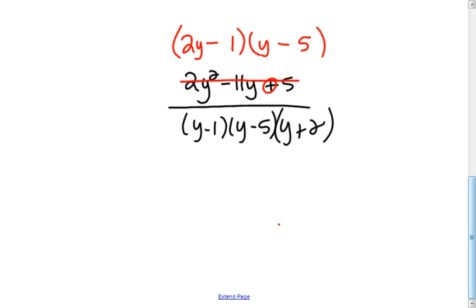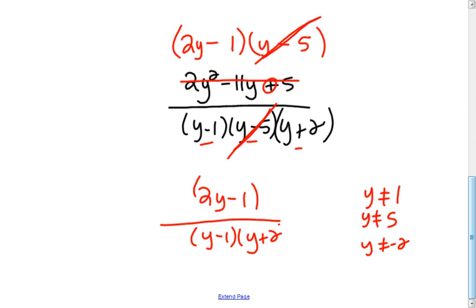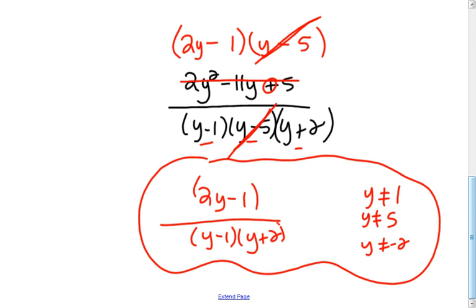Okay? And by the way, in your denominator, if you look at these three pieces right here, y can't be 1 or it makes it 0. Y can't be 5. And y can't be negative 2. Okay? Then what's going to happen is these y minus 5s are going to cancel right here. And then you will have 2y minus 1, over y minus 1 times y plus 2. And you can simply leave it like that. If you want to multiply the denominator out, you may, but it really is not necessary, and we actually usually don't do that. So this is where you will end up.